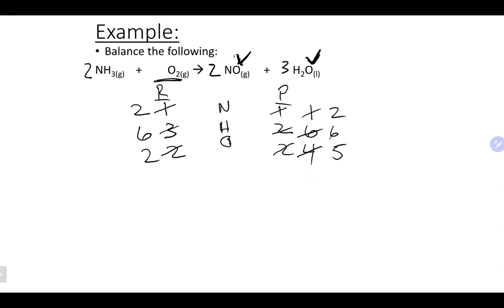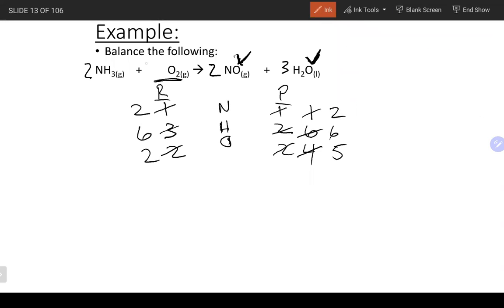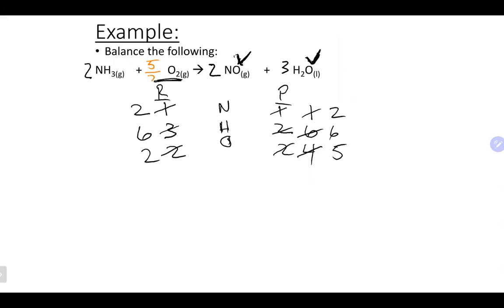So we have 2 of them sitting there. In order to get us to 5, we can use a fraction to help us do that. And we could use something like 5/2 in this case. That would then give us 2 nitrogens on the left, 6 hydrogens, 5 halves times 2. The 2's cancel, gives you 5 when it's all said and done. So at this point, our equation is balanced. Is it correctly balanced? It is not.